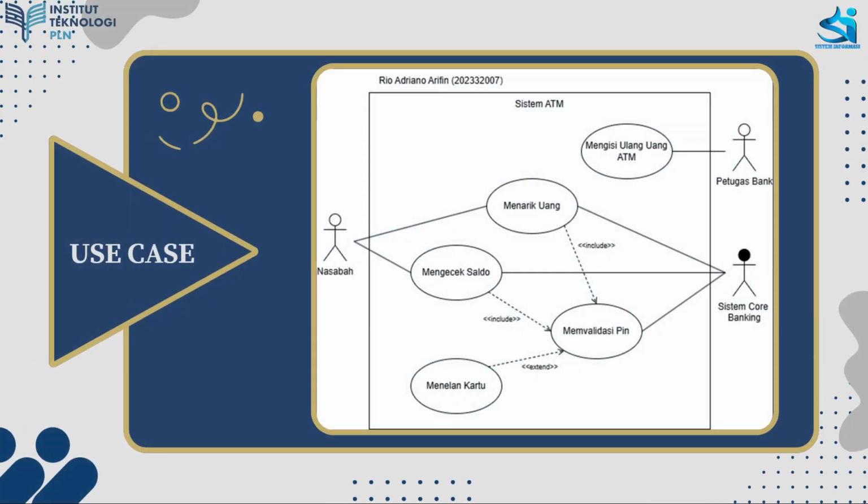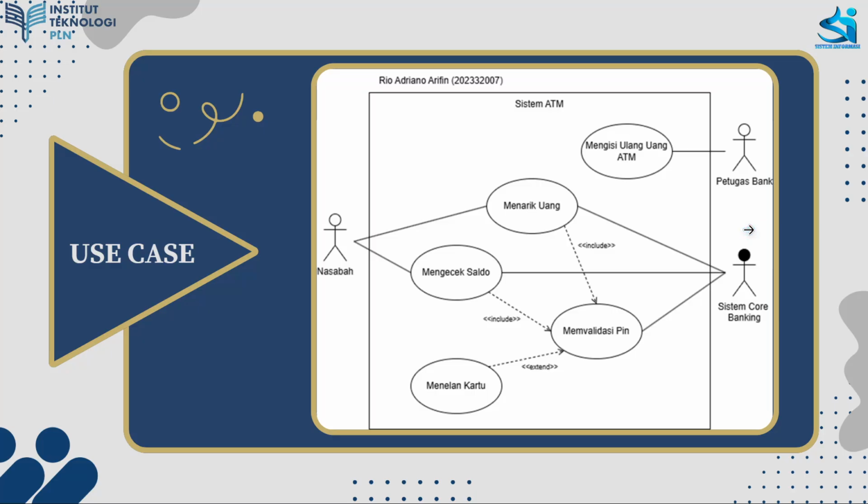Based on that study case, this is the final use case diagram that I created. Before we analyze the functions, let's identify the actors. An actor is an entity outside the system boundary that interacts with it. In this diagram, we have identified three distinct actors. First, we have the nasabah, or the customer. This is our primary actor. Their goal is to initiate the main transactions, which are the functions provided to them by the ATM.